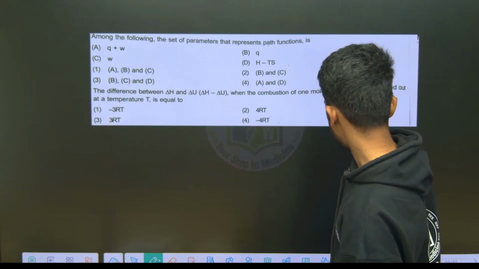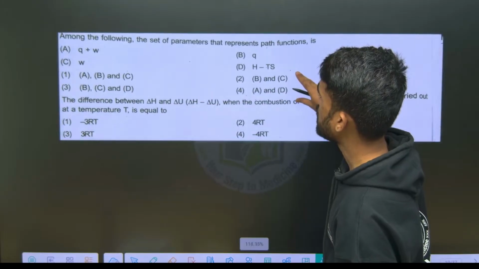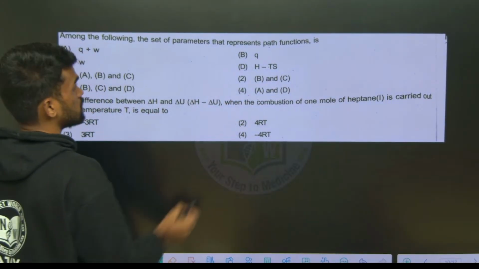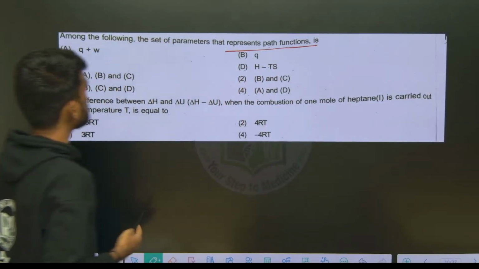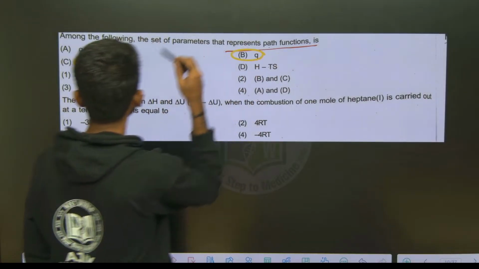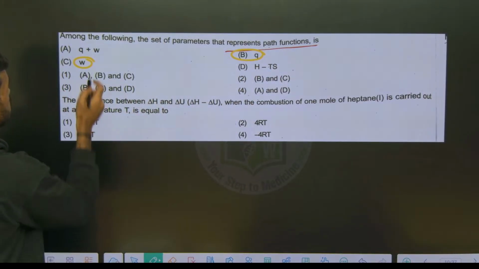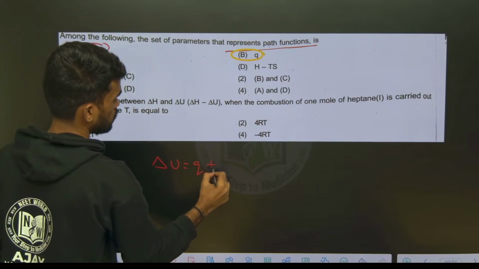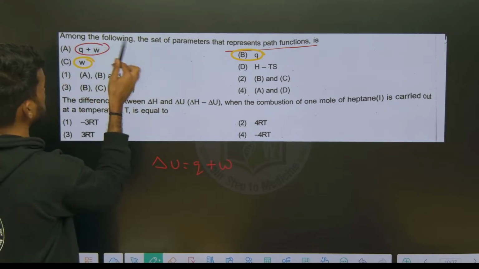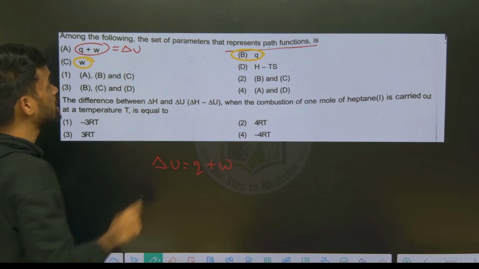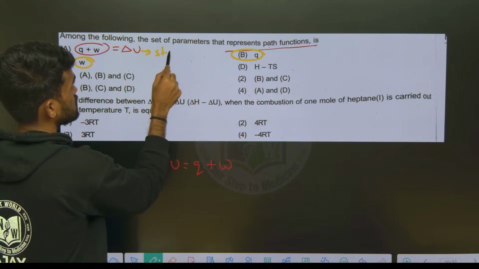See, the question says, among the following statements, the set of parameters that represent path functions are. Path functions, what I told you, work and heat are path functions. And what about this Q plus W? dU equals Q plus W, so I can say this is dU only, the change in internal energy. Change in internal energy is a state function.